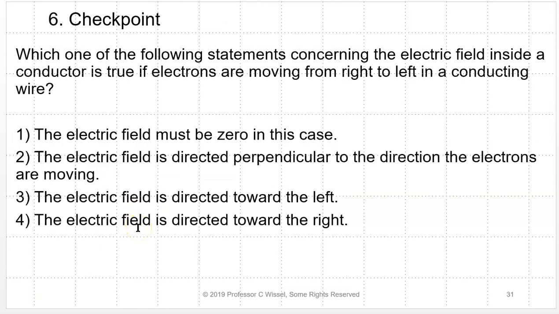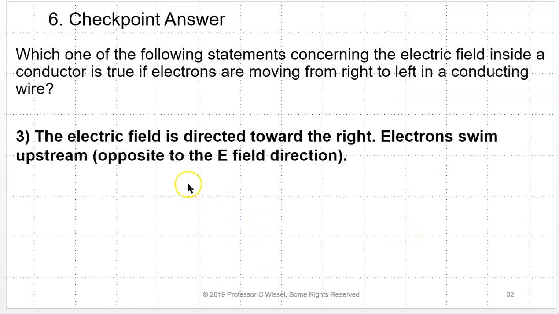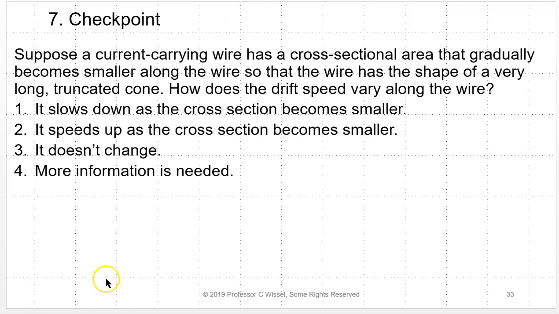Which one of the following statements concerning the electric field inside a conductor is true if the electrons are moving from right to left in a conducting wire? Well, we can eliminate this right off the bat. If they're moving, the electric field is not zero. The electric field cannot be directed perpendicular to the direction of electrons because they're moving toward the left. Okay, so the electric field is going to be pointed toward the right. So the electric field is going to be pointed opposite to the direction the electrons move. Remember, they like to swim upstream.